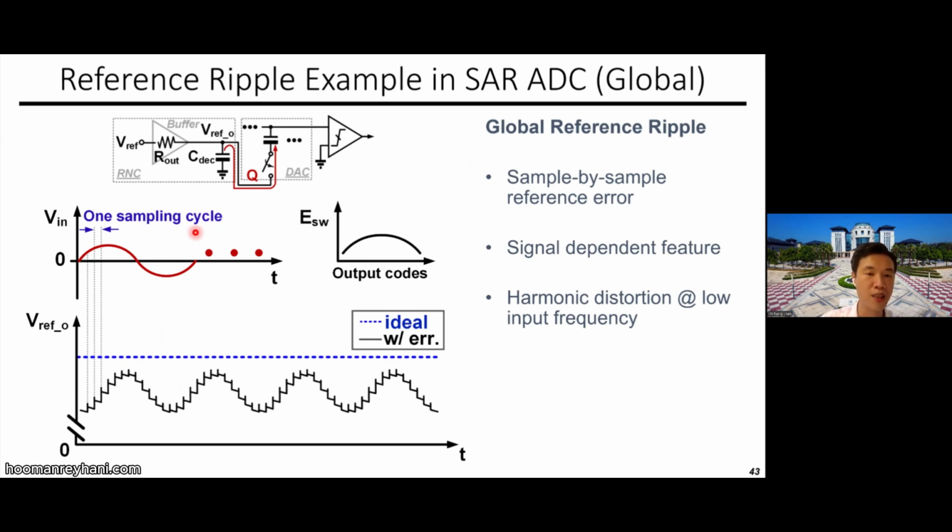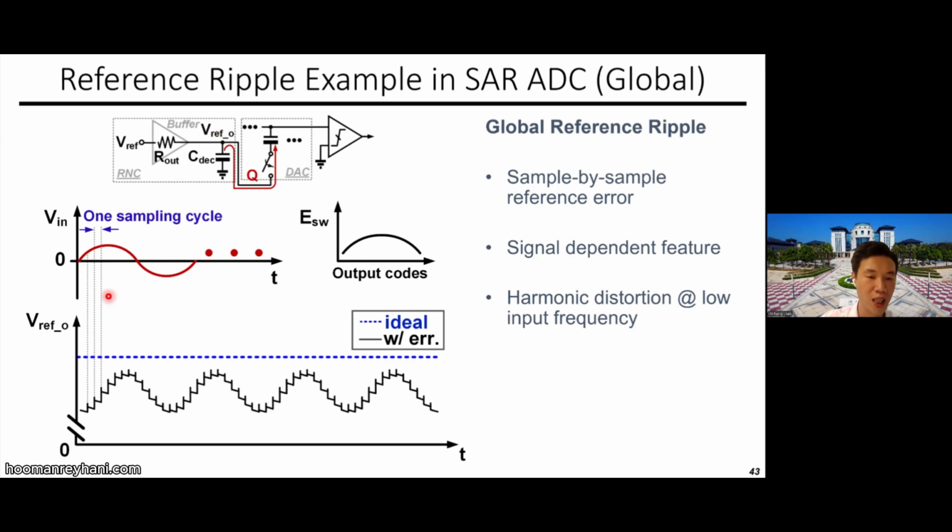The problem is, let's say you do a sample and conversion, and because you draw a lot of charge from your input buffer, your input buffer at this sample actually cannot recover back to the correct reference voltage. So when you do the next sample, you have some ISI within this reference voltage.